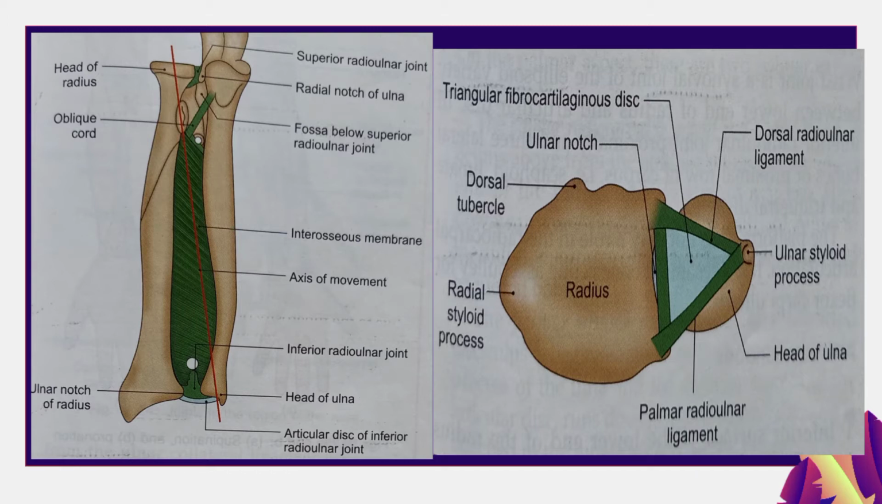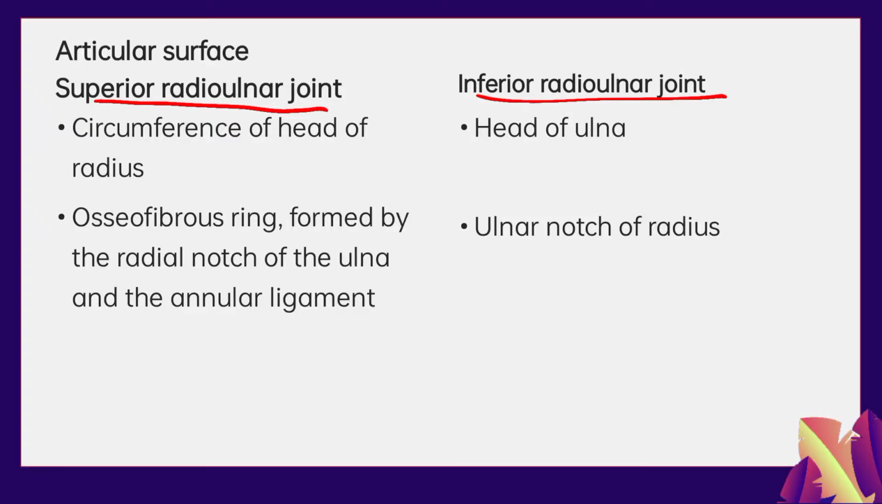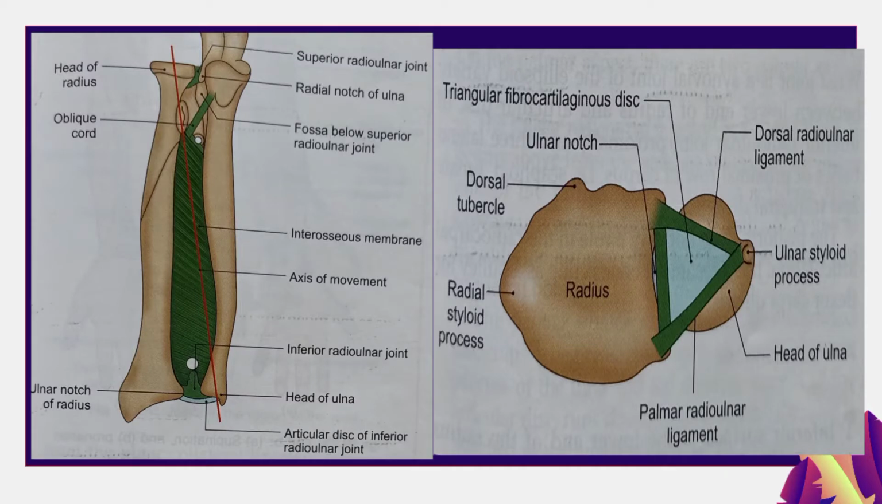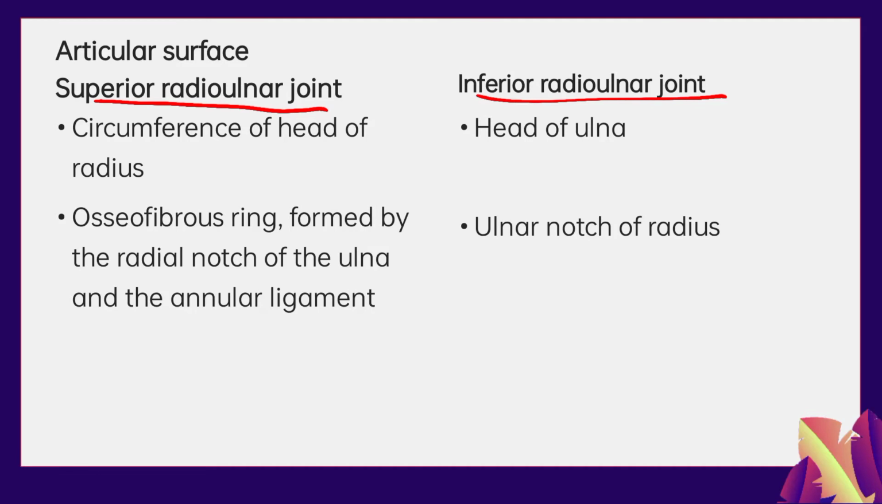Now we'll move further to the inferior radial ulnar joint. In inferior radial ulnar joint, there is head of ulna. So this is head of ulna and ulnar notch of the radius. So this is ulnar notch of the radius. So these two form the inferior radial ulnar joint. Alright, so this was superior and inferior radial ulnar joint.